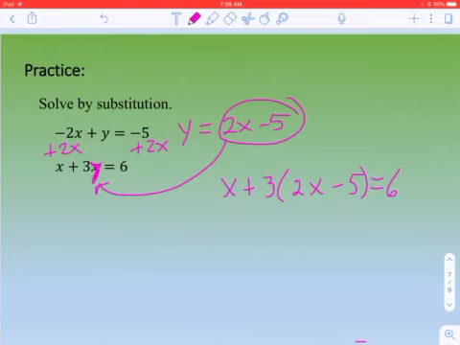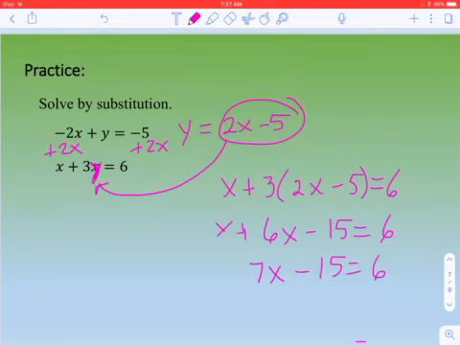And then I need to simplify. So I have x plus 6x minus 15 is equal to 6, and then I add my two variables, so 7x minus 15 is equal to 6. I'm going to add 15 to both sides, so 7x will equal 21. Divide both sides by 7, x is equal to 3.